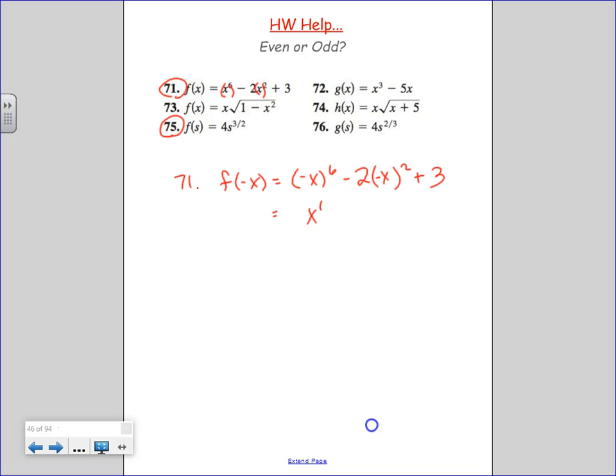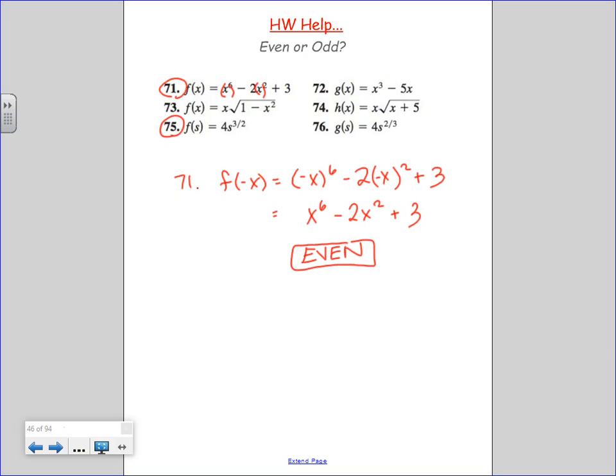It's even. Even. You have negatives that are all paired. They'll become positives and stay the same. So hence, what kind of symmetry does it have? Y-axis. And if it has y-axis symmetry, it's called even. But if you want to think about it, for the most part, if you only have x to even powers, it'll always stay the same. Way of remembering.